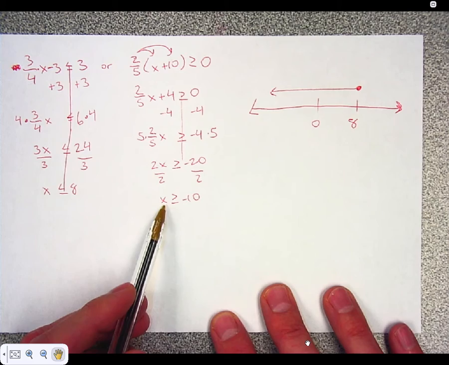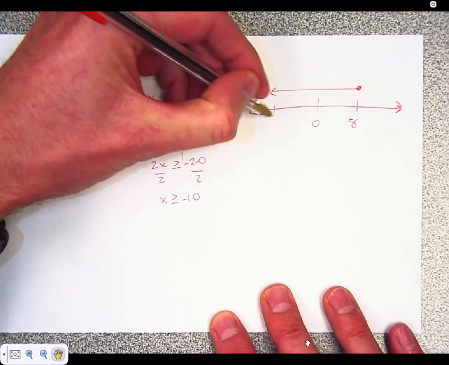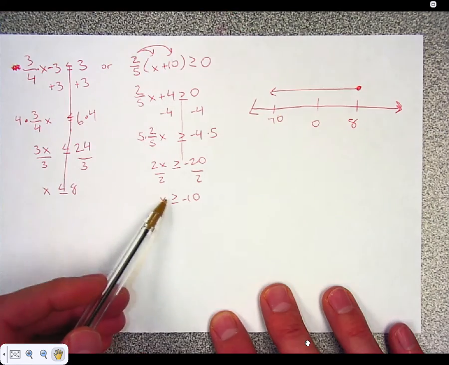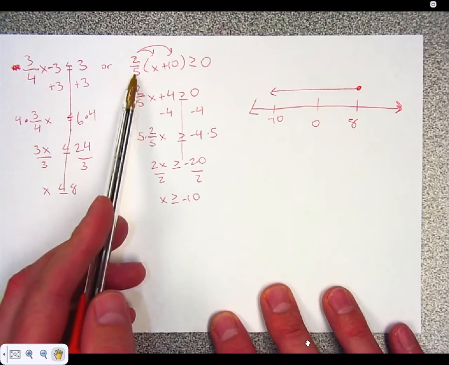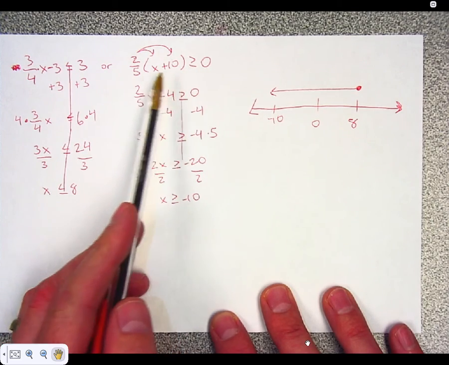Next, I'm going to graph this one a little bit faster now. So here's -10. All the numbers greater than or equal to -10 will work in this original inequality here.